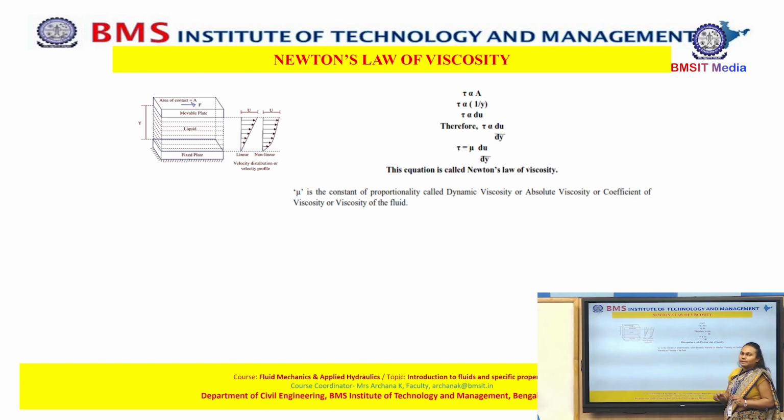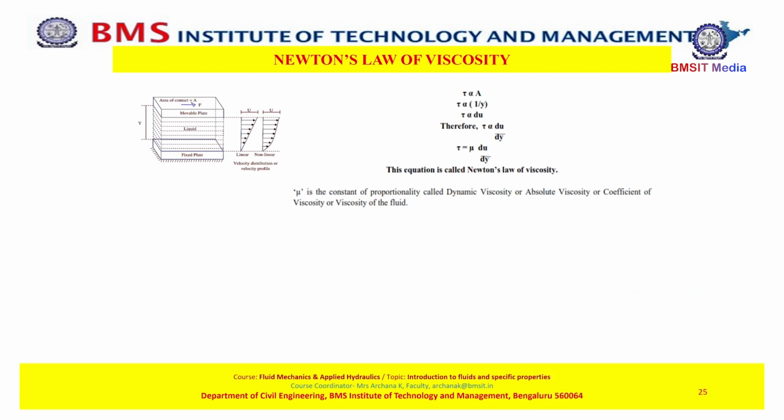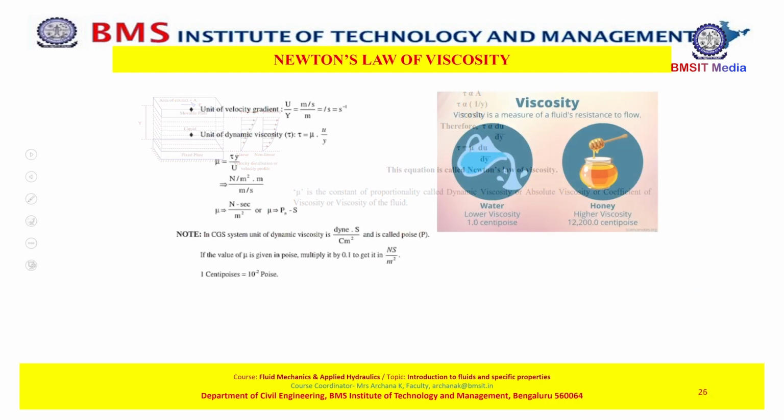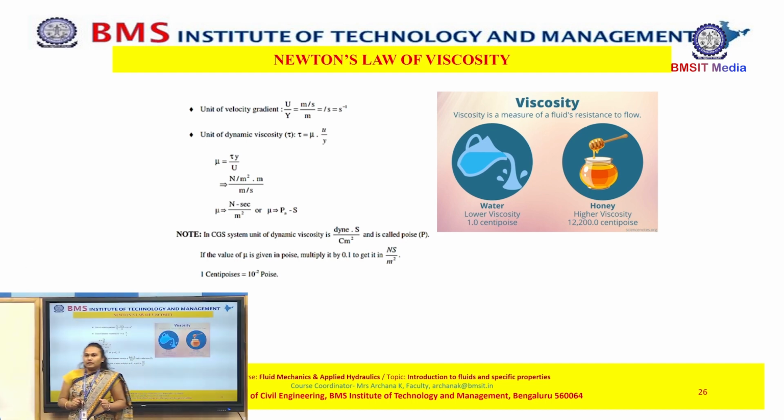Hence, mu is a proportionality constant. It is also called dynamic viscosity, and this was derived by Newton's law of viscosity. Now, what is the unit for dynamic viscosity? Dynamic viscosity can be written as shear stress into the distance or the thickness divided by the velocity.